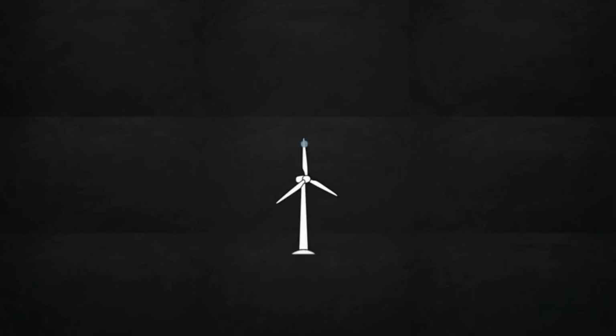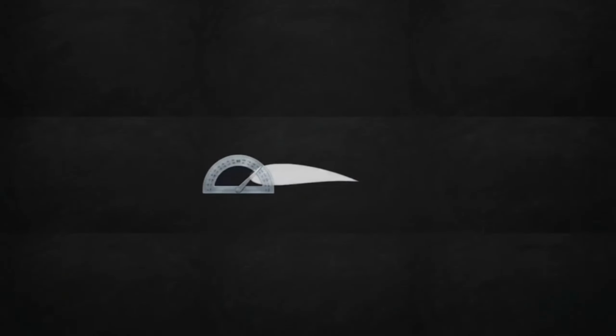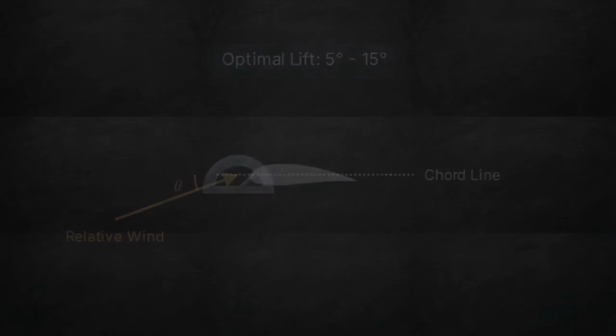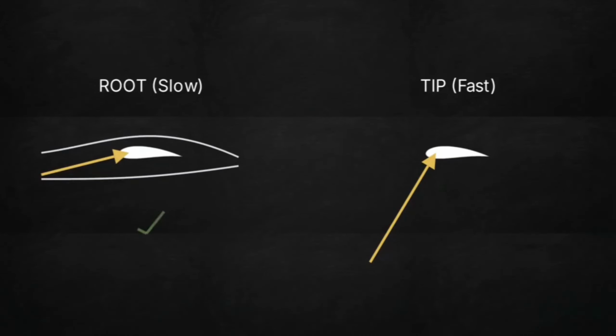Rotational velocity increases linearly the further away you move from the central hub. The tip travels exponentially faster than the root. Because of this escalating rotational speed, the relative wind velocity angle shifts drastically along the entire length of the blade. To generate lift without stalling, an airfoil must maintain a precise angle of attack relative to the oncoming wind. A perfectly straight blade presents a structural problem.